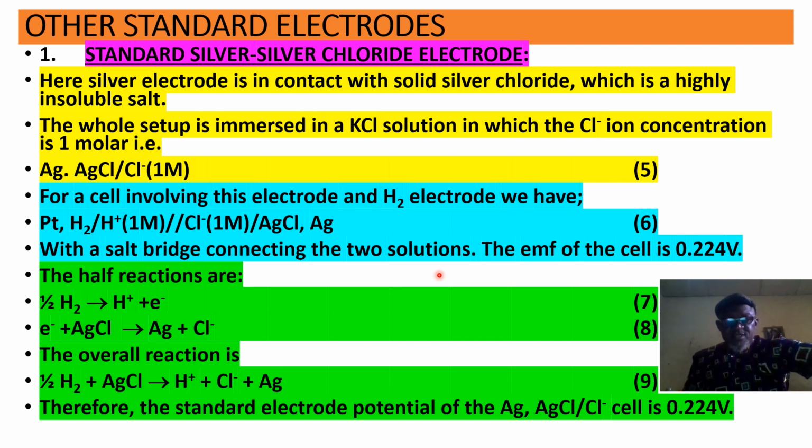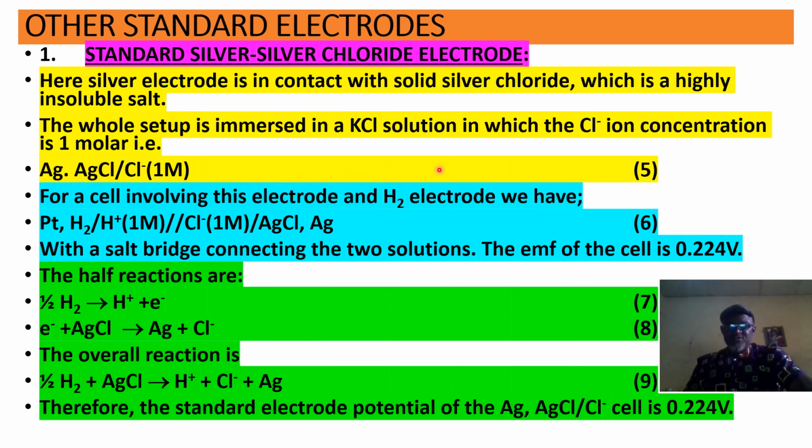The other standard electrodes include the standard silver chloride electrode. Remember, the first one is the standard hydrogen electrode. Now we see that here the silver electrode is in contact with solid silver chloride, which is a highly insoluble salt. The whole setup is immersed in KCl solution, in which chloride ion concentration is 1 molar. You can see the equation as equation 5 here.